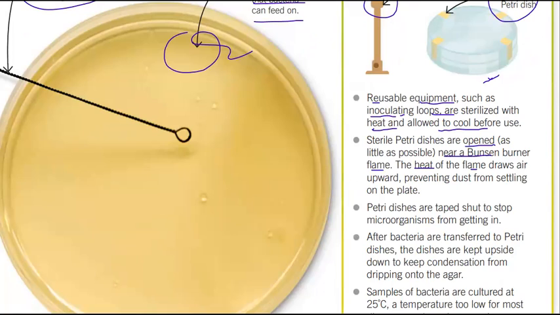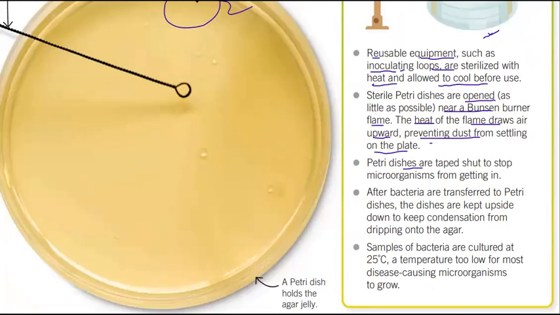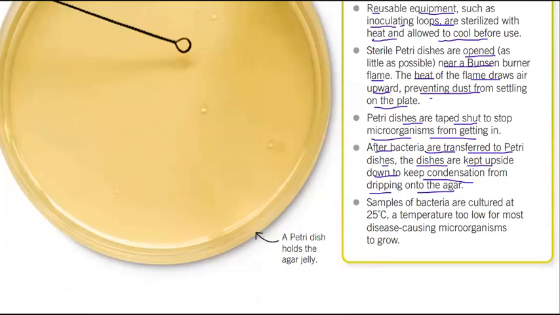The heat of the flame draws air upward, preventing dust from settling on the plate. Petri dishes are taped shut to stop microorganisms from getting in. After bacteria transfer to petri dishes, the dishes are kept upside down to keep condensation from dripping into the agar.